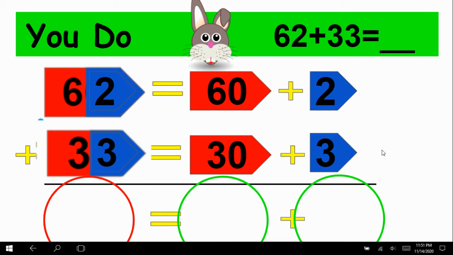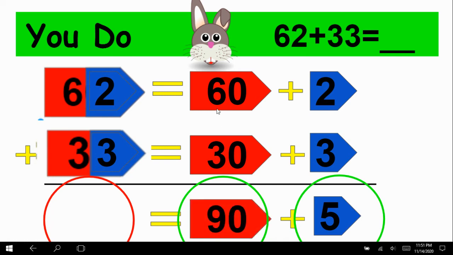Yes, you're right. We're going to add down, starting with our ones place. 3 and 2 make, you're right, the partial sum 5. And what did you get when you added 60 plus 30? Yes, I did too. I got 90 because I knew that 6 plus 3 is 9. So 60 plus 30 more would be 90. Or I could have simply said 60 and counted on by tens 3 times: 60, 70, 80, 90. Now we're ready to solve for our sum.